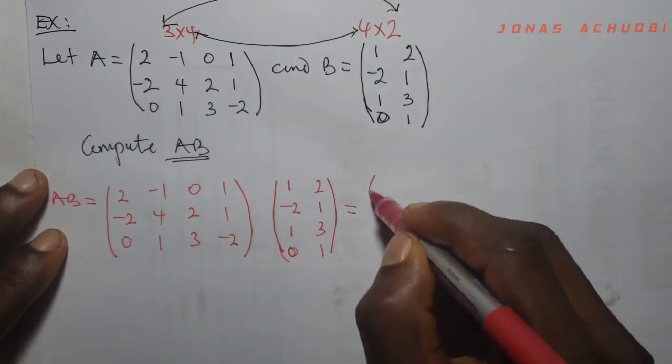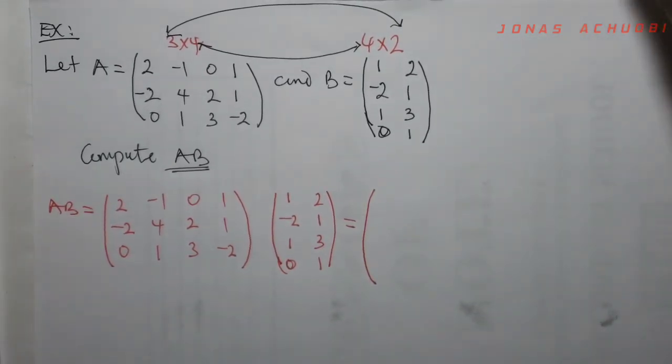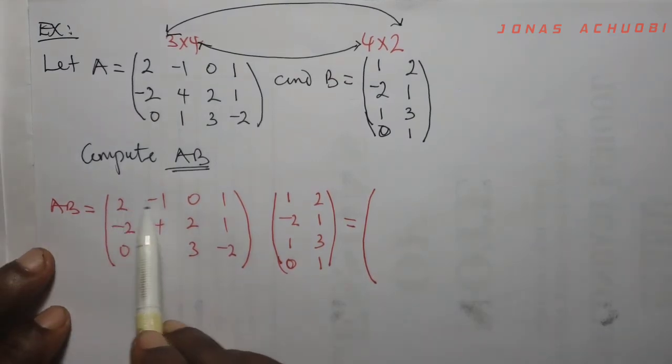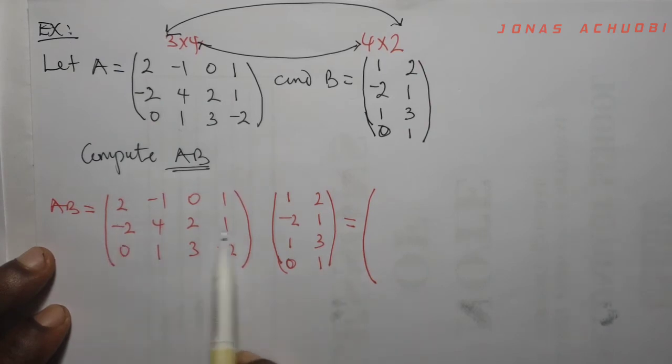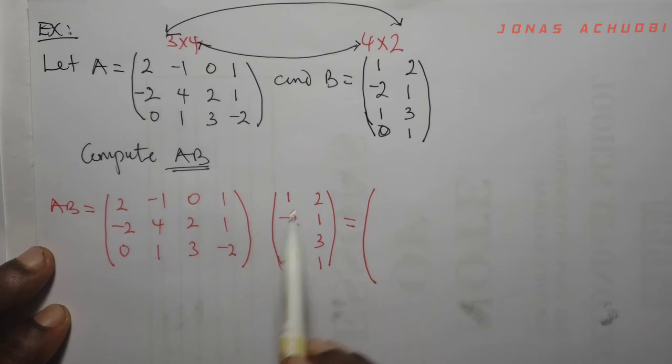Are you ready? Yes. Like we did before, our small trick, we use the first row of matrix A and multiply the 2 columns of matrix B. Use the second row of matrix A, repeat the process, use the third row of matrix A and do the same.